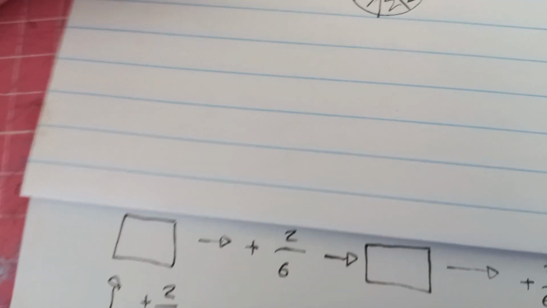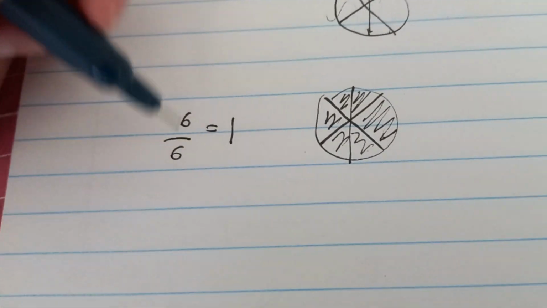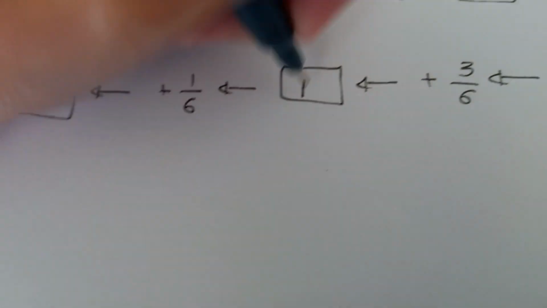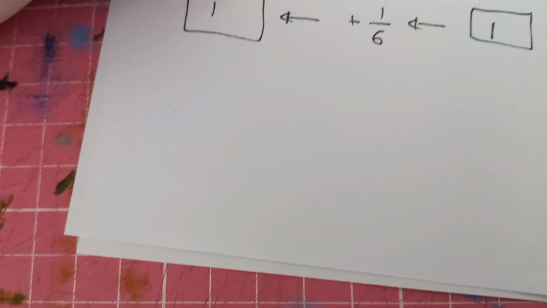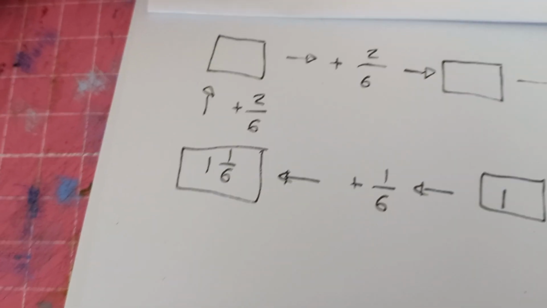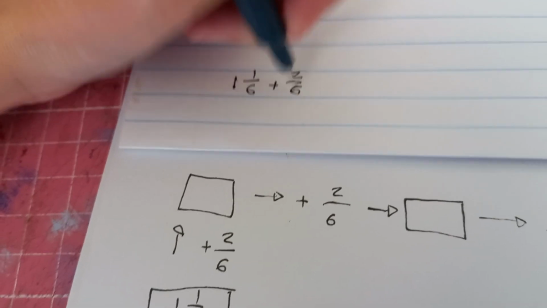Okay, all 6 pieces are colored in, which means that it's one whole pie. So 6/6 is actually equal to 1. Okay, so that means that here we'll write 1. Then we'll have 1 plus a 6th, so we'll have 1 and 1/6. Then we'll have 1 and 1/6 plus the 2/6 over here.